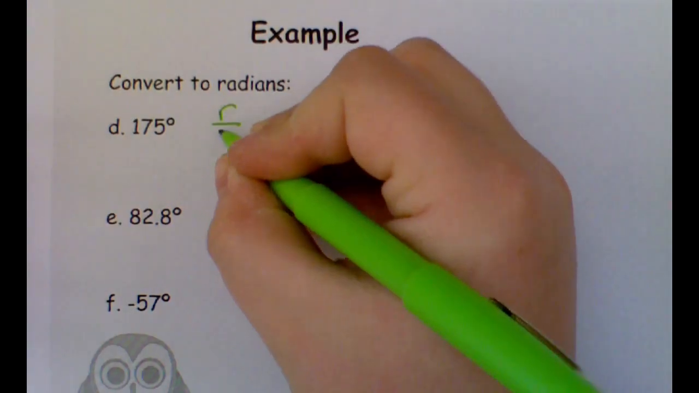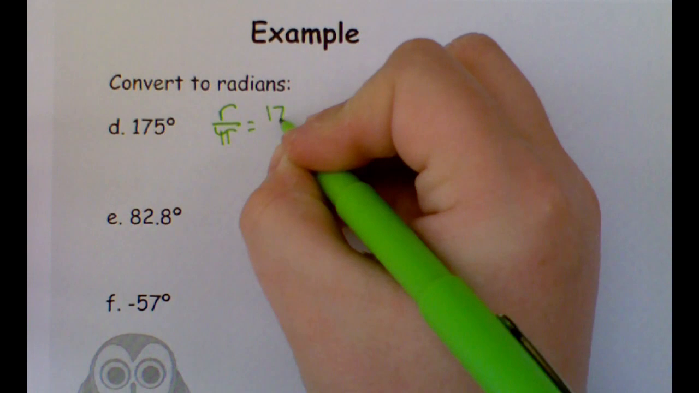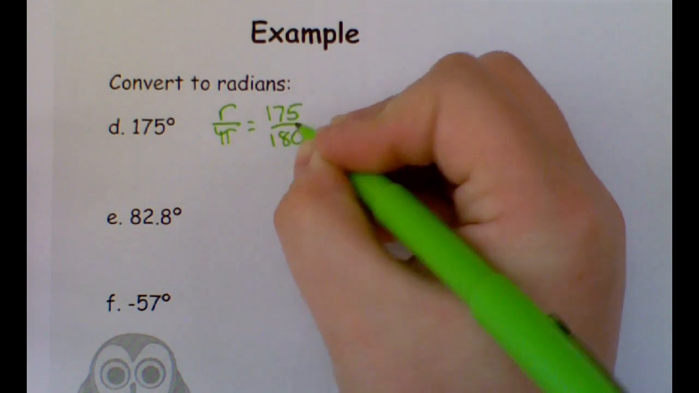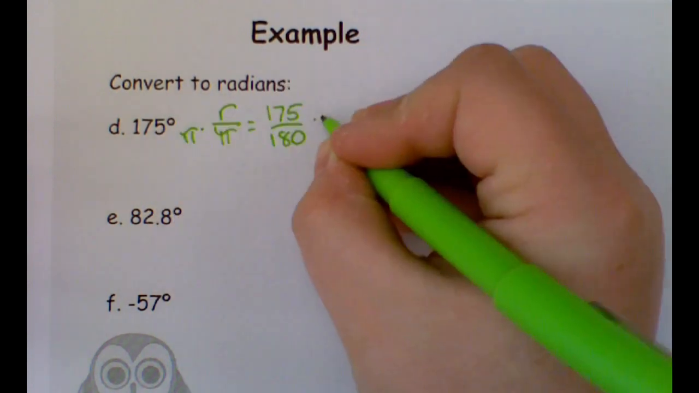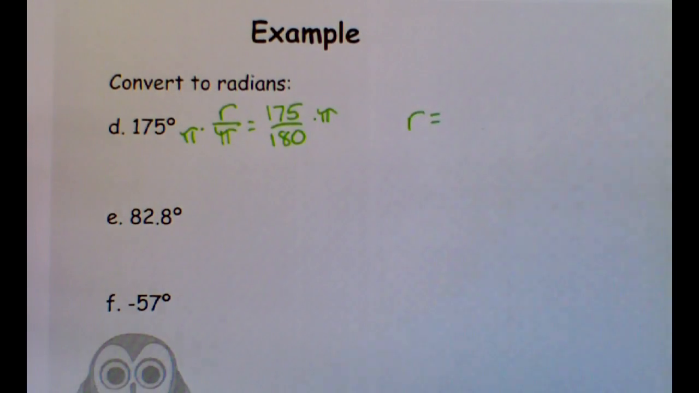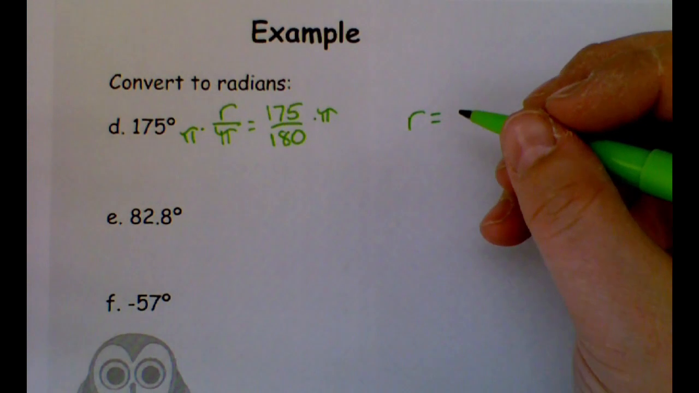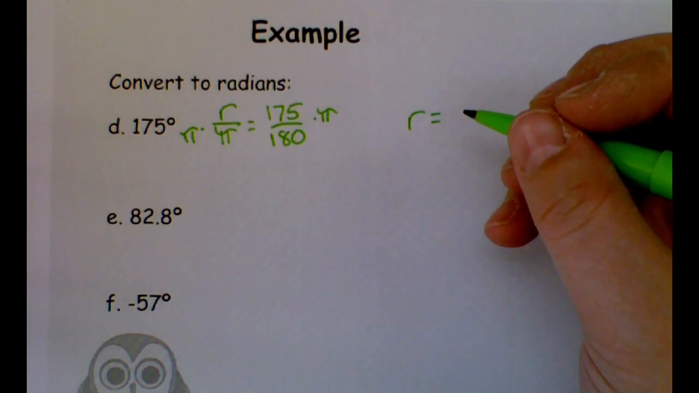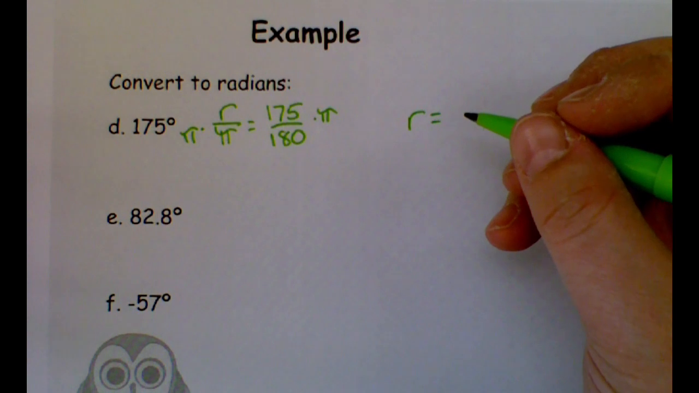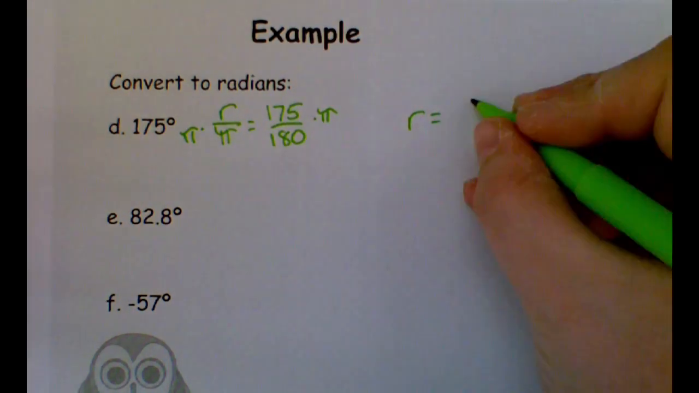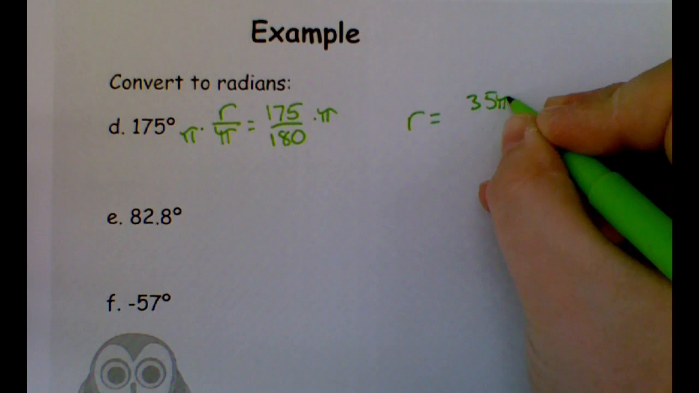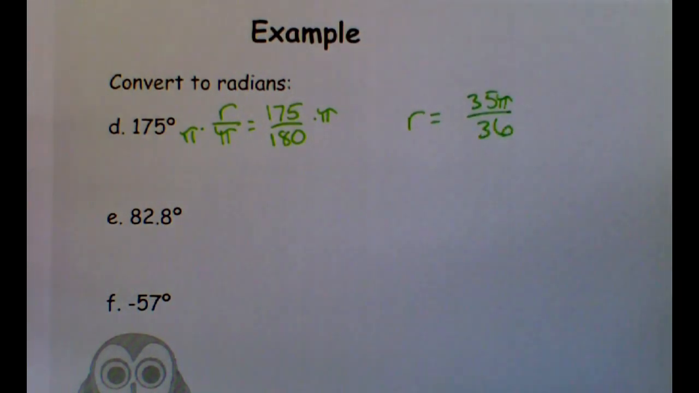We go radians over pi equals 175 over 180. Multiply my pi over. So my radians, simplify 175 over 180. Turn it into a fraction. Sorry, pushing the wrong button. 175 over 180. Math, frac. Okay, 35 pi over 36.